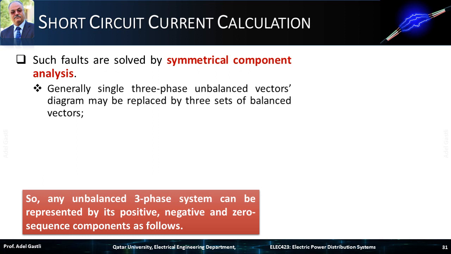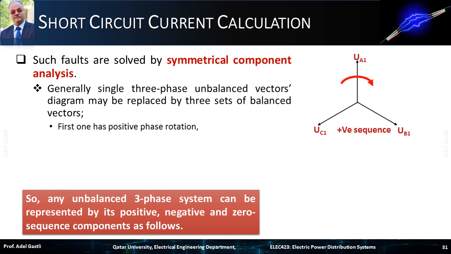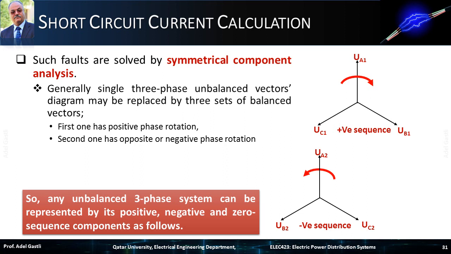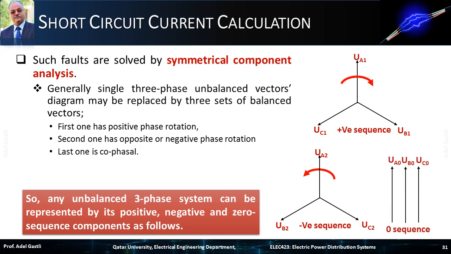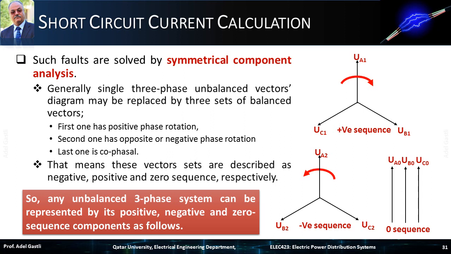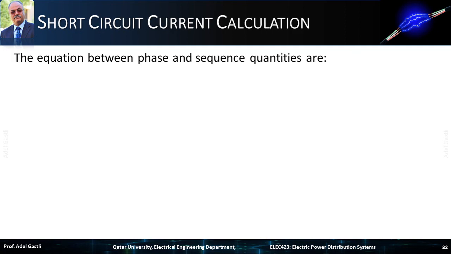Generally, a single three-phase unbalanced vector diagram may be replaced by three sets of balanced vectors. The first one has positive phase rotation. The second one has opposite or negative phase rotation. The last one is cophasal. These vector sets are described as positive sequence, negative sequence, and zero sequence, respectively. The equations relating phase and sequence quantities are expressed as follows.